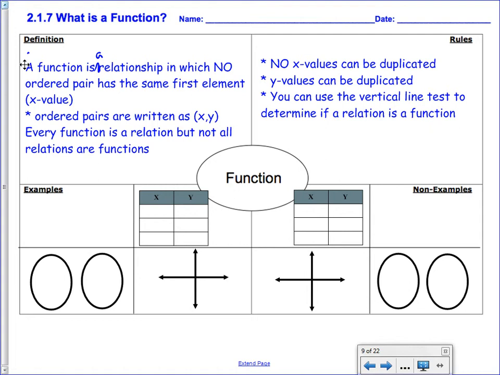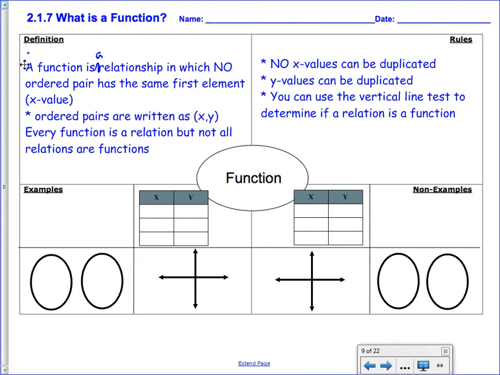Okay, so a function is a relationship in which no ordered pair has the same first element. Ordered pairs, just in case you forgot, are always written as x, y. Every function is a relation, but not all relations are functions. Every one of those that we looked at has some sort of relationship, but it may not be a function.